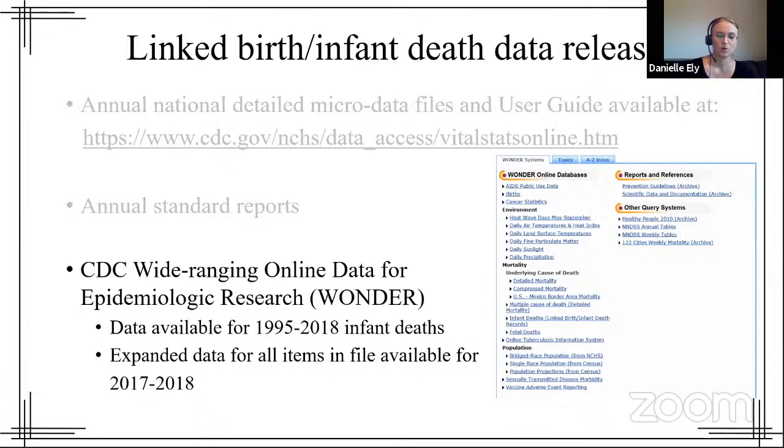And WONDER allows users to use a fill-in-the-blank system where they can choose different characteristics. For example, if you wanted to look at infant deaths that were only happening in one state, you could select one state. And then you could say, I want to see the infant mortality rate for, let's say, Colorado. And after you saw that, well, I only want to see infant deaths that happen to male infants.